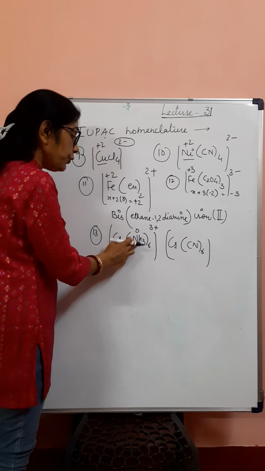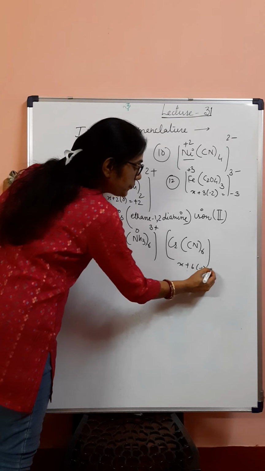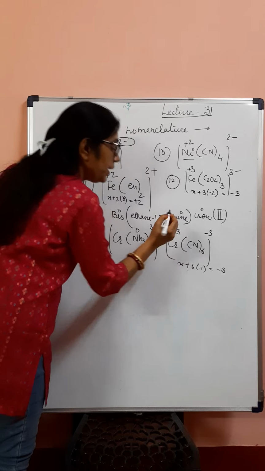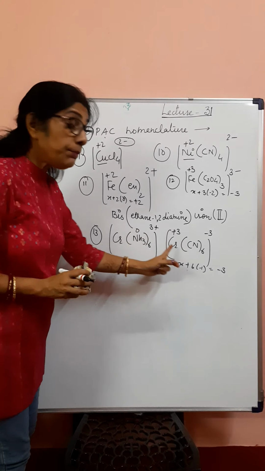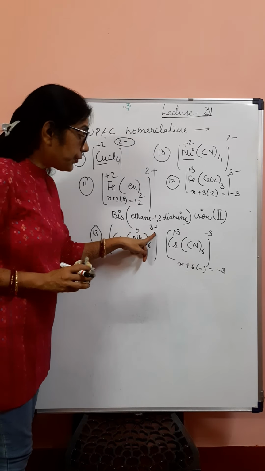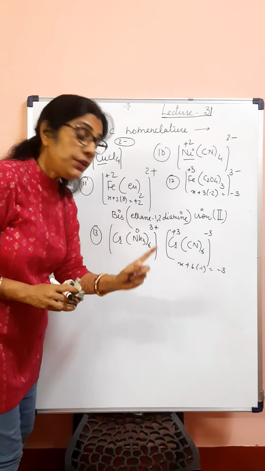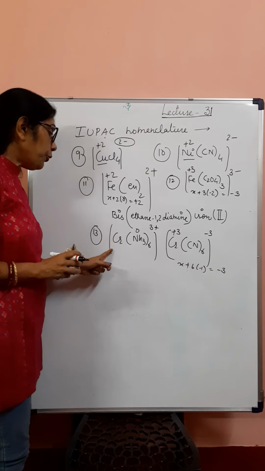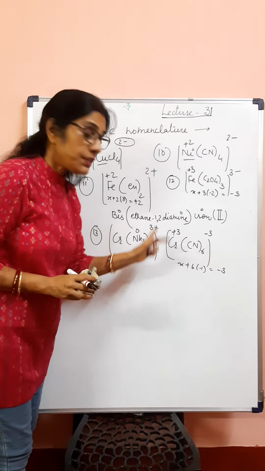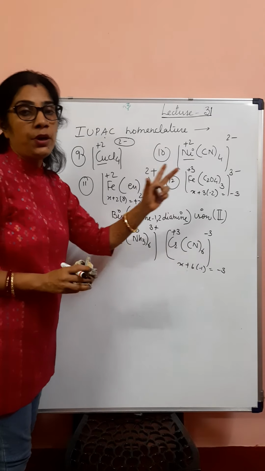x plus 6 into 0 is equal to +3. Likewise, x plus 6 into -1 is equal to, if we make here -3, then also chromium becomes +3. But how to name the compound? Hexaammine chromium 3 hexacyanidochromate 3. I repeat, hexaammine chromium 3 hexacyanidochromate 3. This completes the name of this coordination compound, which has 2 coordination spheres.